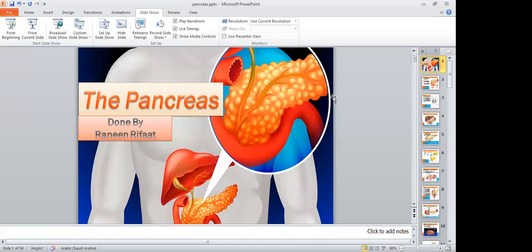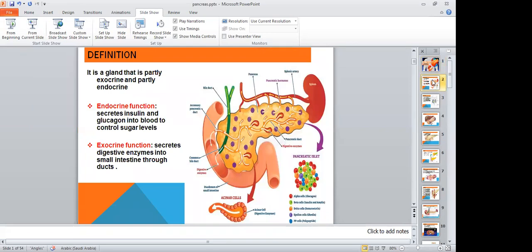...is the pancreas. Regarding the anatomy, the imaging investigation, and some anatomical variation. First of all, what is the pancreas? It is a gland of exocrine and endocrine function.